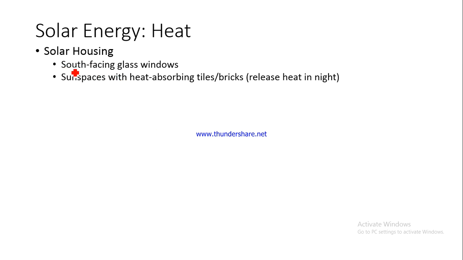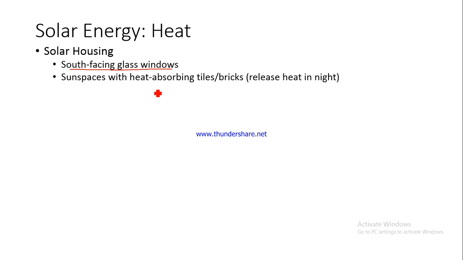In solar houses, what will happen? South facing glass windows will be there. South facing houses receive the maximum amount of sunlight because the sun moves from east to west, and the houses which are facing south are going to receive the highest amount of sunlight. So that is why these houses which are harnessing the solar energy are made to face the south direction, and there are glass windows so that the heat could come in and get trapped inside.